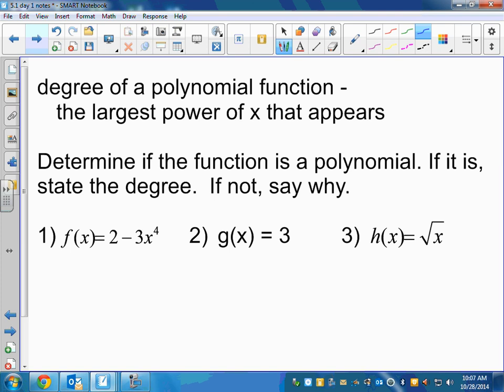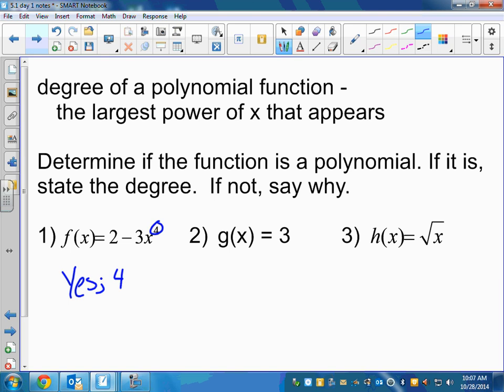So what about this? 2 minus 3x to the fourth. Does that look like no crazy stuff? There's nothing weird going on. We have a nice exponent there, no fractions in the denominator, no x's in the denominator. So we'll say it is a polynomial, and the degree of this polynomial will be what? 4, because it's just the highest exponent. There's only one exponent, so the degree is 4. That's an easy question.